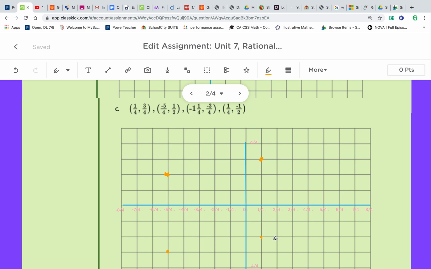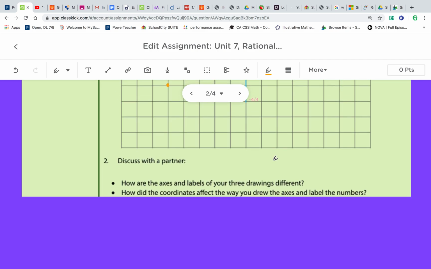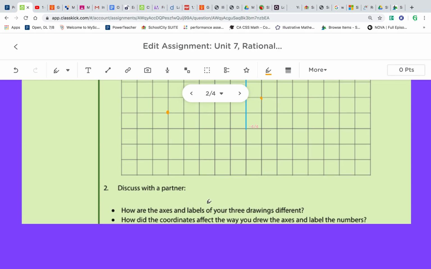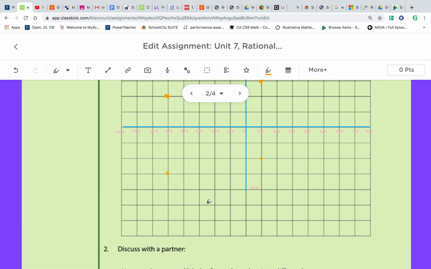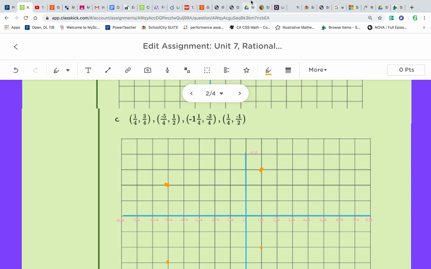There are other ways to do this, though. You could make your graph using halves, and in that case, it would look a little bit different. But the points are going to still be the same general distance apart from each other as long as the scaling is correct. All right, and then with your partner, you're going to have these discussions about how you did things differently and how the coordinates affected the way you drew the axes. You can kind of see what we did. We had to consider the coordinates a lot in determining how to make the axes.